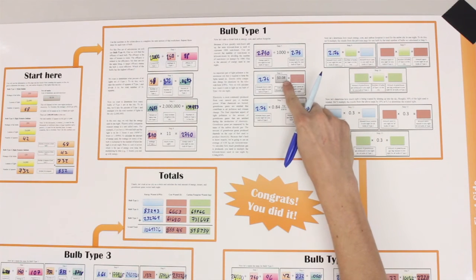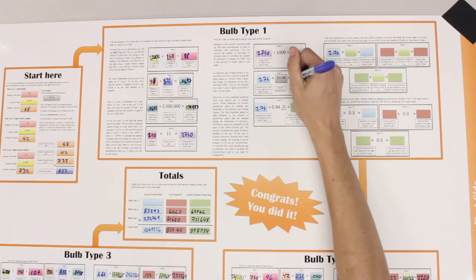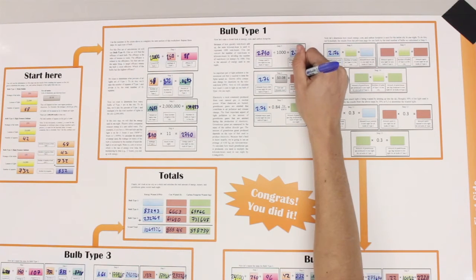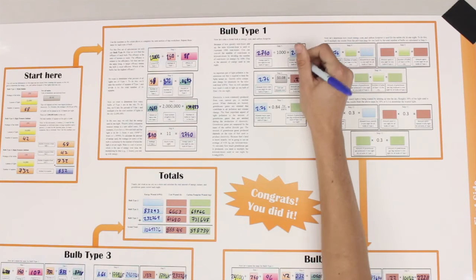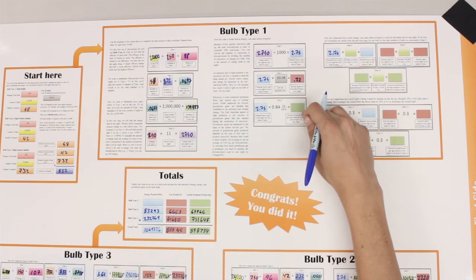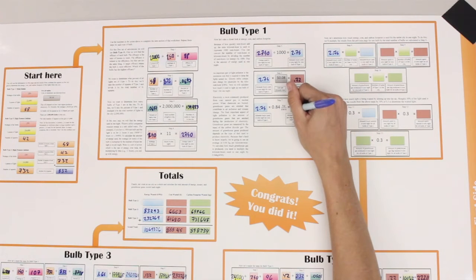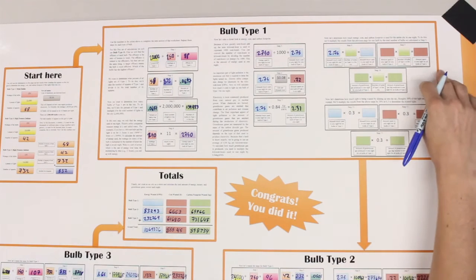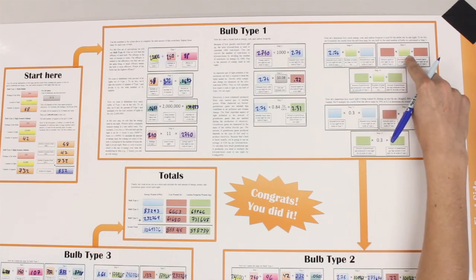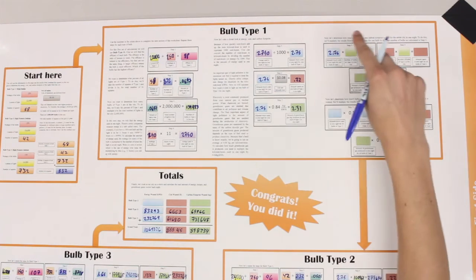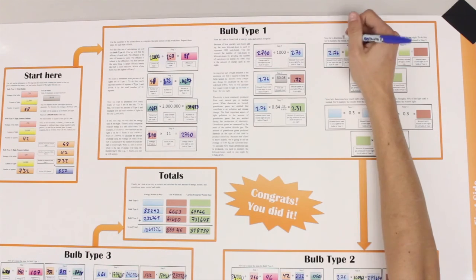Now, multiplying by the cost of the kilowatt hour, we find the total cost to run one light bulb of bulb type 1. In this box, this gives the total amount of greenhouse gas that's produced by one night of one bulb. Up here, plug in the total number of bulbs that you found from step 3.